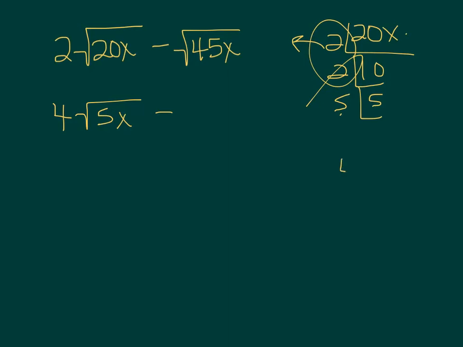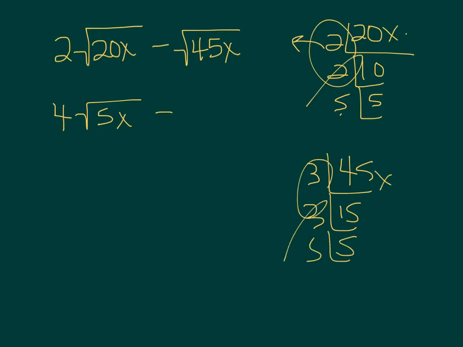Now I got to look at this 45x and try to reduce that. Looks like it's divisible by 3, 15, 3, 5, and a 5. Got a pair of 3's. The 3 is going to come out, there's nothing for it to go with, and that 5 and that x are going to go back in.